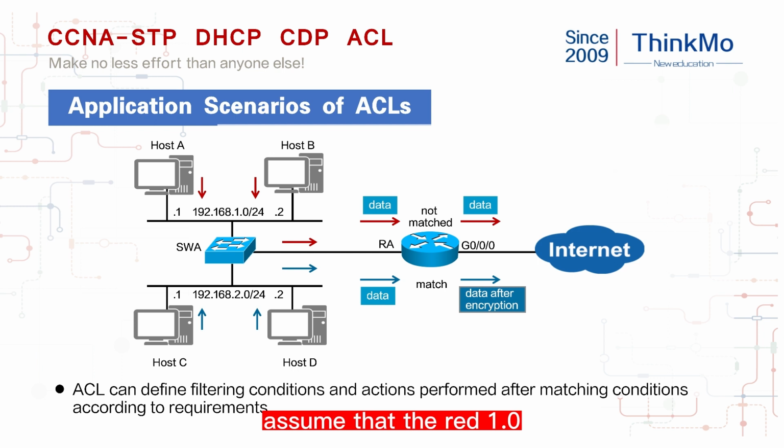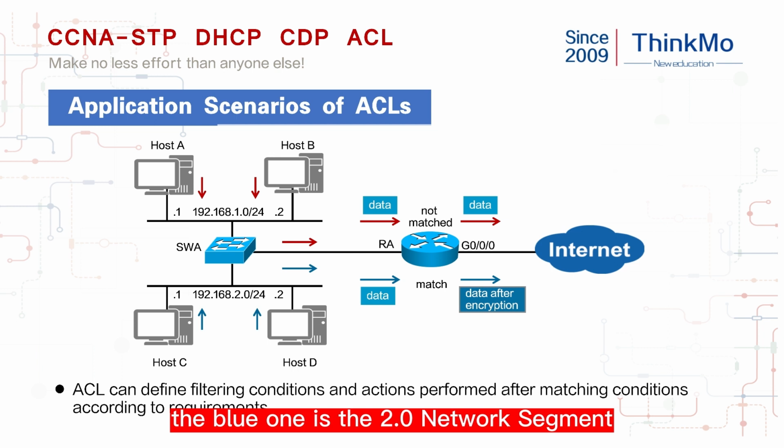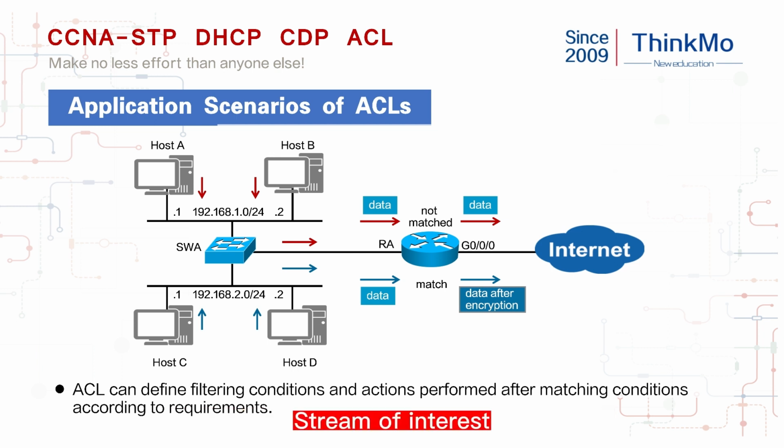Assume that the red 1.0 data sent over is now matched. Then send it directly. It's like not matching. In fact, it was sent directly to the internet. The blue one is the 2.0 network segment. Stream of interest. This is a name for flow.